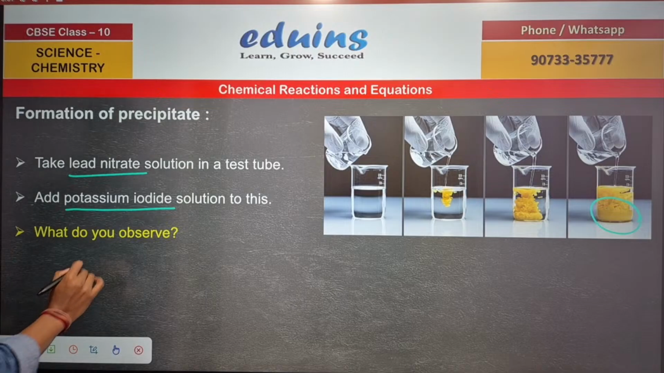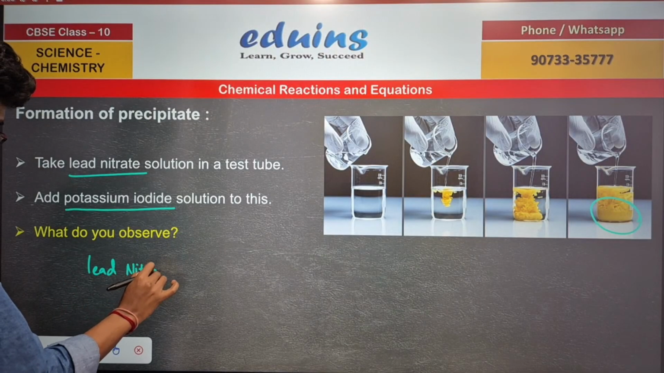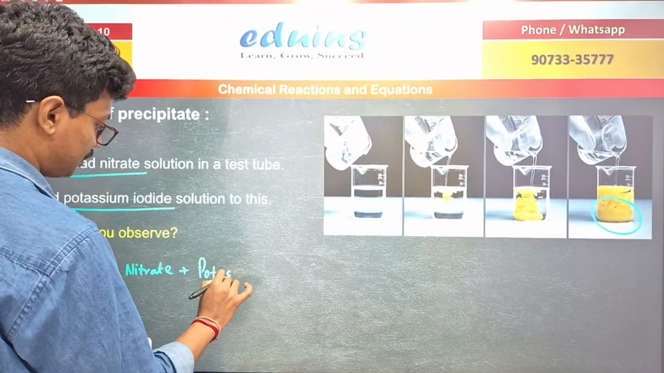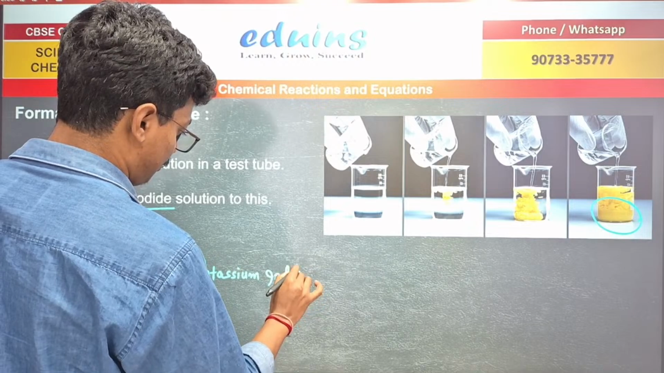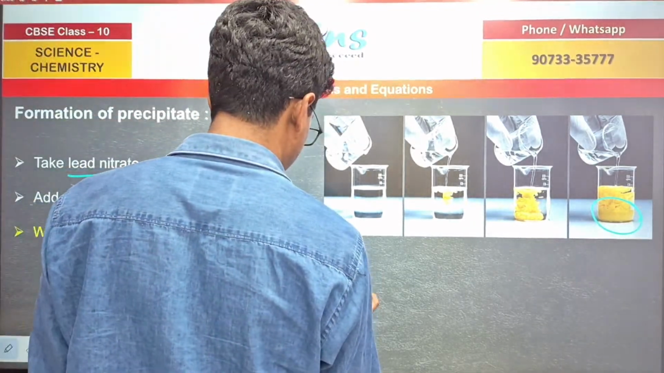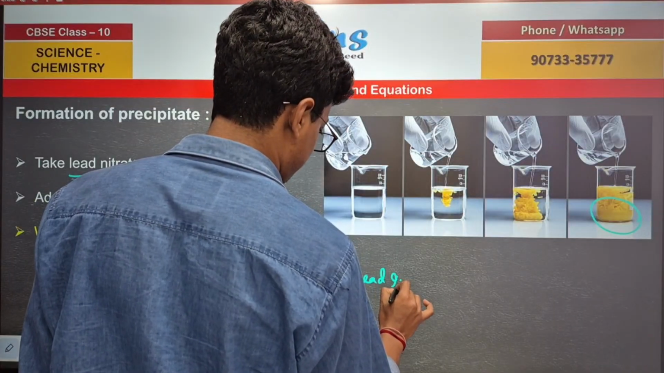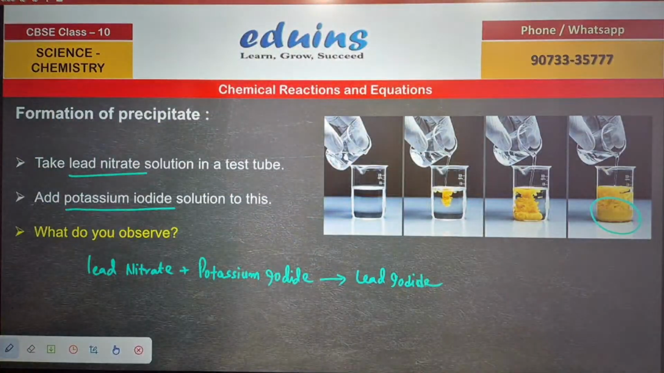Clear? So lead nitrate plus potassium iodide, it will form the lead iodide. Clear? It will form the lead iodide. Clear to all of you?